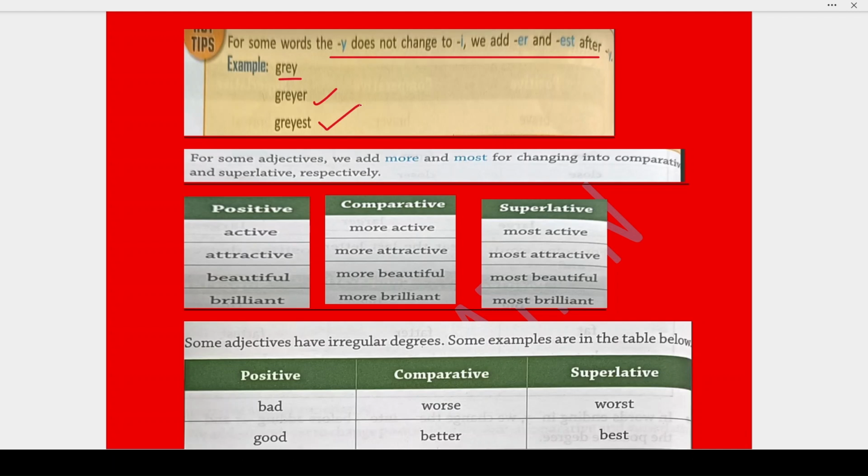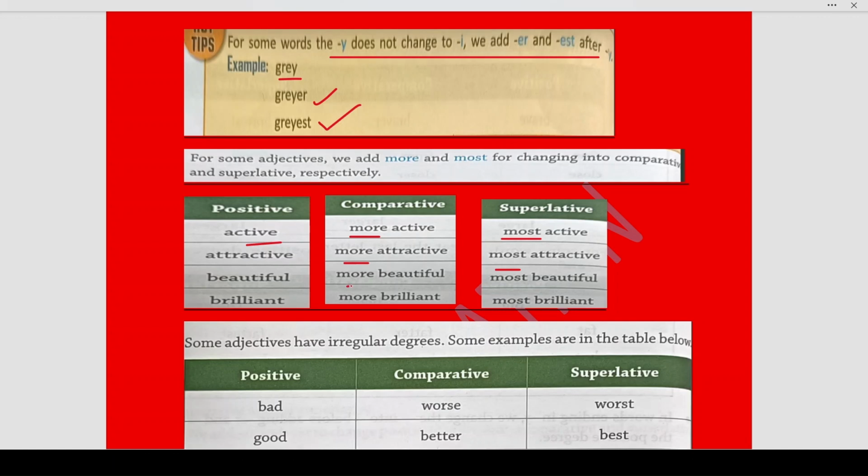Like there is a positive degree of comparison of active. Now, active becomes more active and most active. So, what are we doing here? We are adding the word more and most over here. Active becomes more active and most active. Similarly, attractive, more attractive, most attractive.